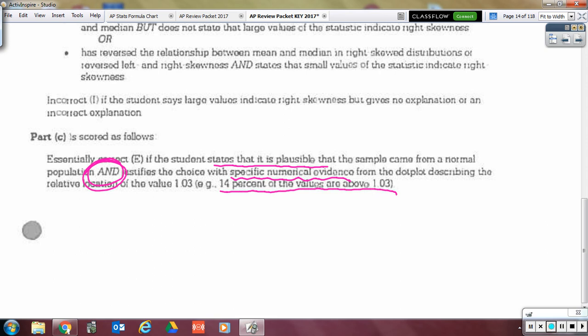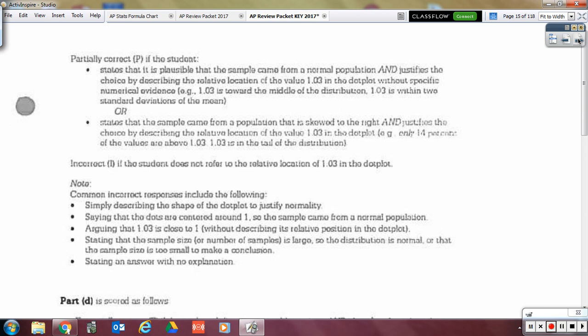Now, the interesting thing is, I want to show you how you would have gotten partial credit. It says you would have gotten partial if you state it is plausible, but look, if all you did was say 1.03 is within 2 standard deviations of the mean. Isn't that interesting? One of the things I was wondering is, do we know what the standard deviation is? How do you know it's within 2 standard deviations?